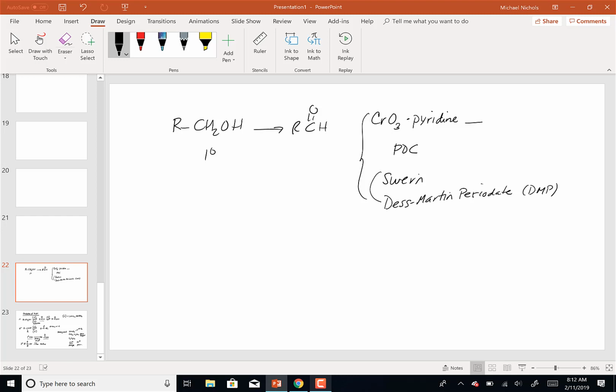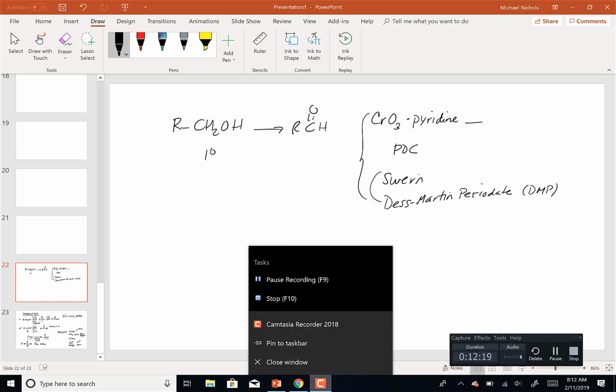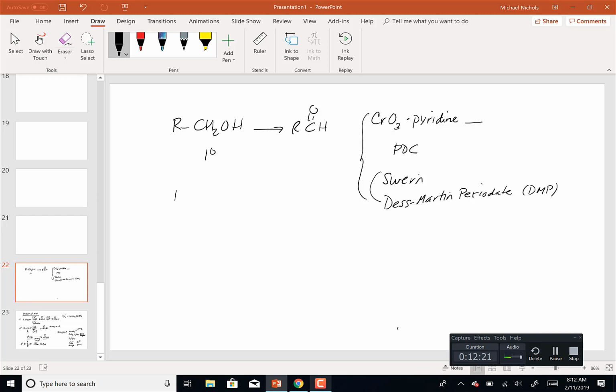Now, they will also take a secondary alcohol and convert it to a ketone. So they can be used either to form an aldehyde or to form a ketone from a secondary alcohol.